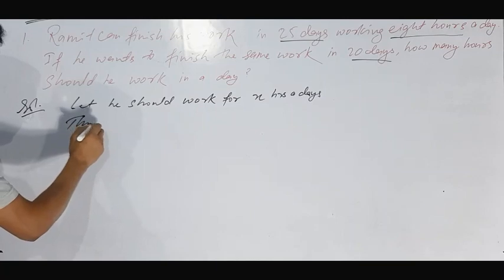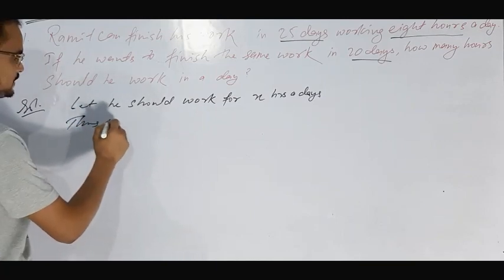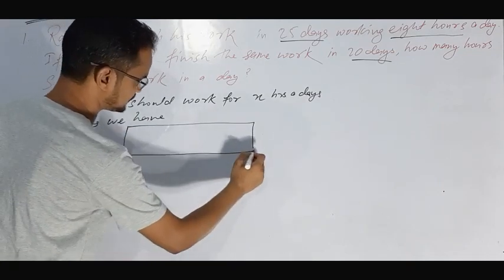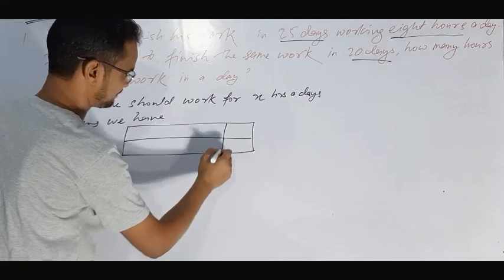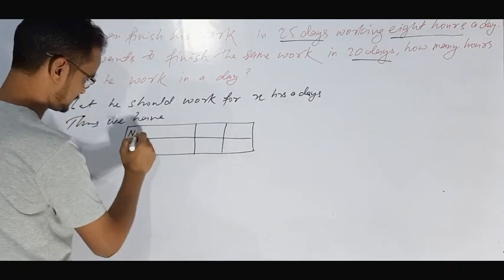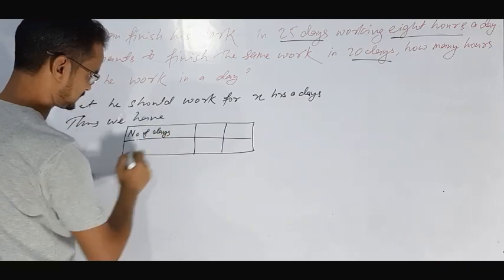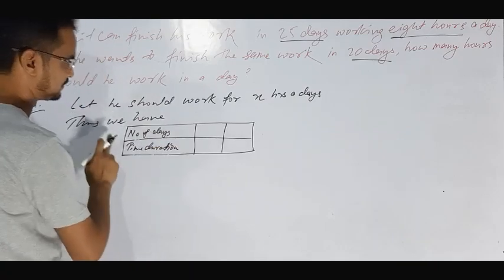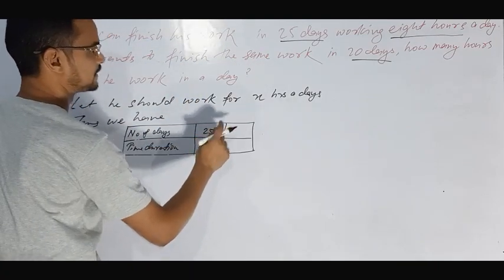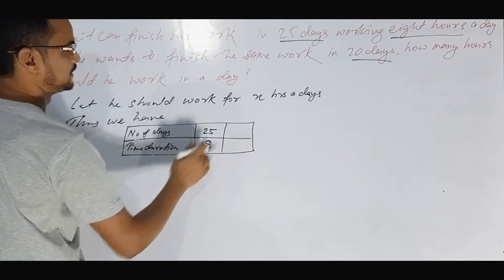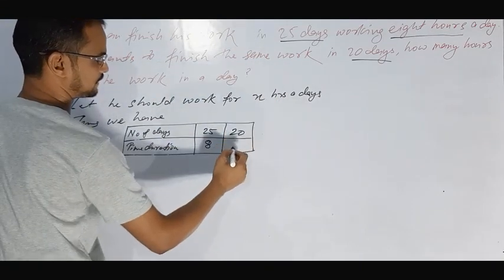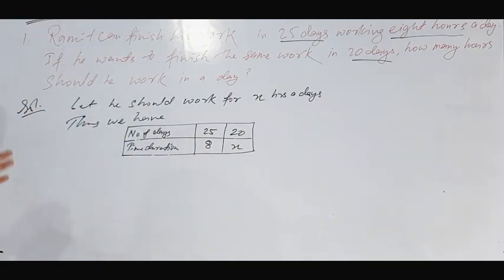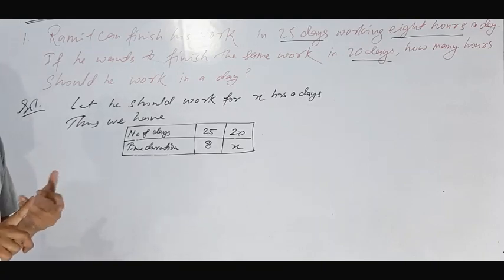Thus, as in the previous question, we will form a table. Number of days and time duration. The number of days is 25 and the time taken is 8 hours. He has to work for 20 days and work for x hours a day. In this situation, we have to recognize whether the condition is direct variation or inverse variation.